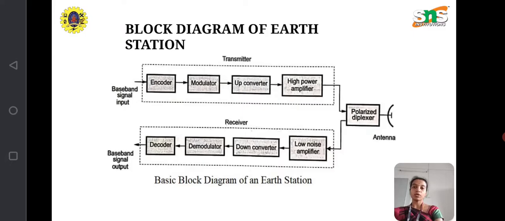From the diplexer we give the input to the low noise amplifier, where the noise in the signal is reduced, where we have high noise it is reduced to low noise. Then it is given as input to the down converter, where we convert the digital signal again to an analog signal, and then it goes to the demodulator and then to a decoder, and finally we again get the baseband signal output. Whatever input we give, the same output without noise can be received on the receiver side.